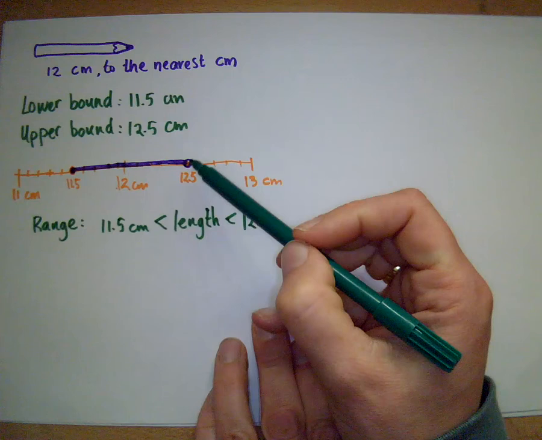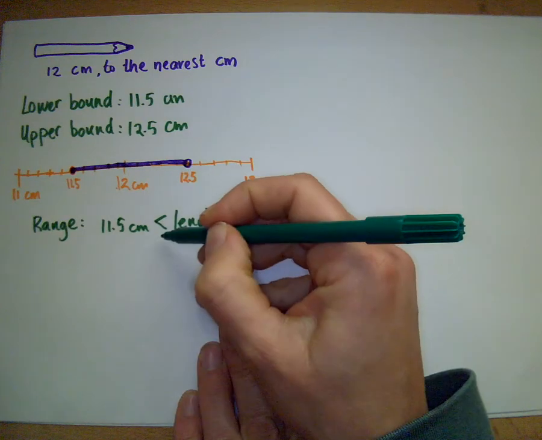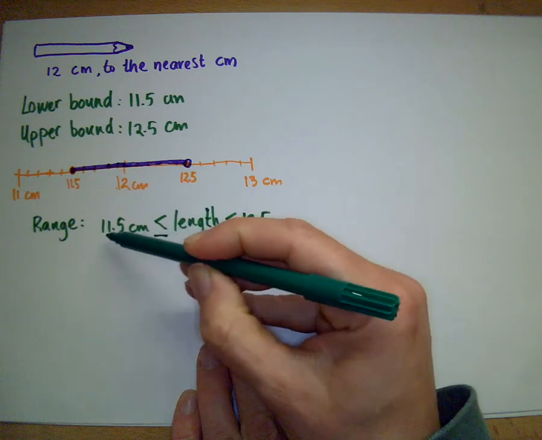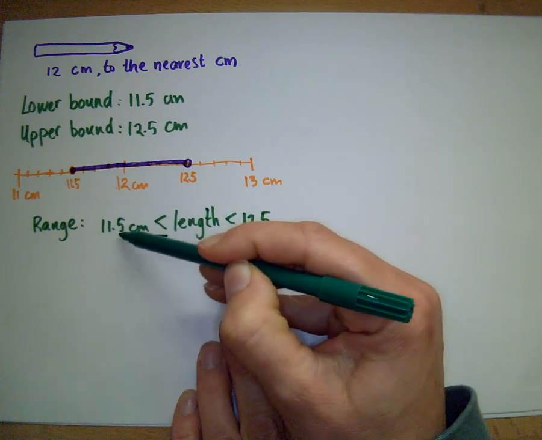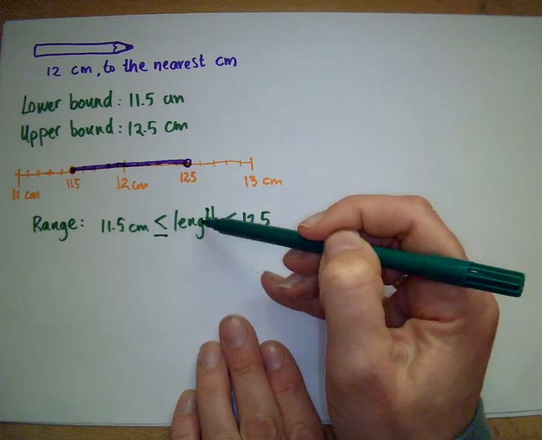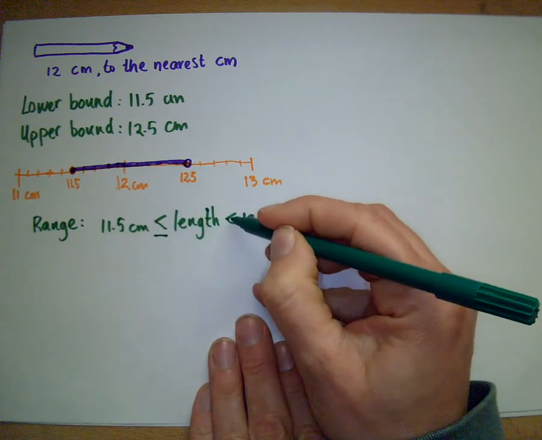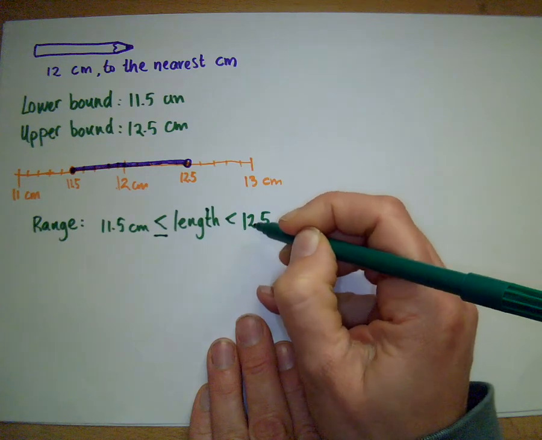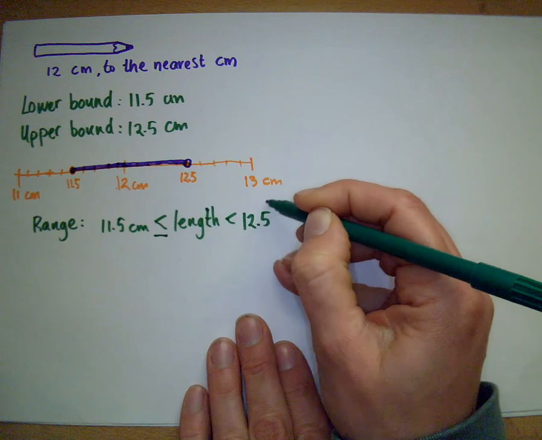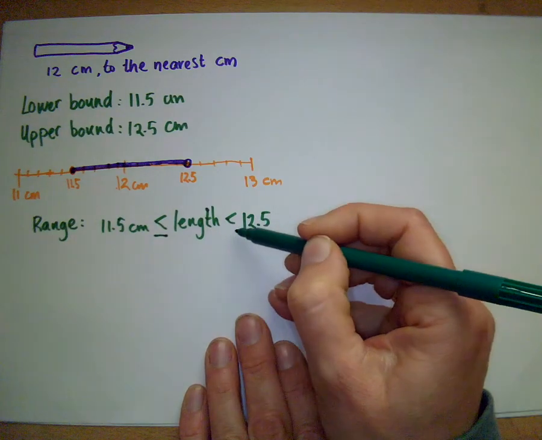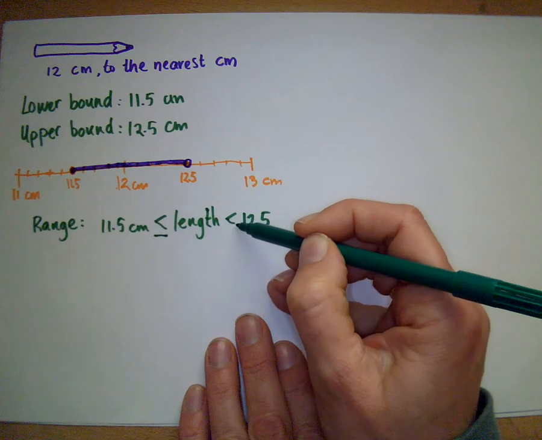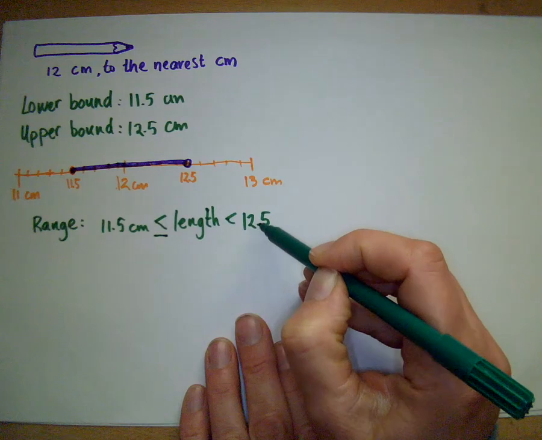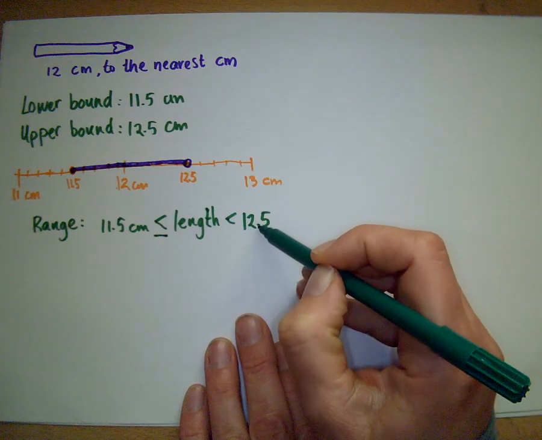And if we want to be super exact, we would have to say it is bigger or equal to 11.5 because 11.5 is included, right? 11.5 would still round up to 12. It is smaller than 12.5, not including 12.5, because starting at 12.5 we would actually round up. That's why I don't say smaller than or equal to. I only say smaller than because 12.5 is not included.